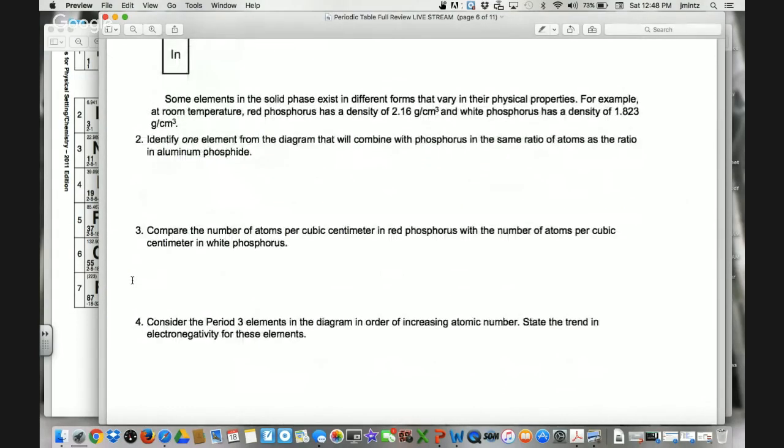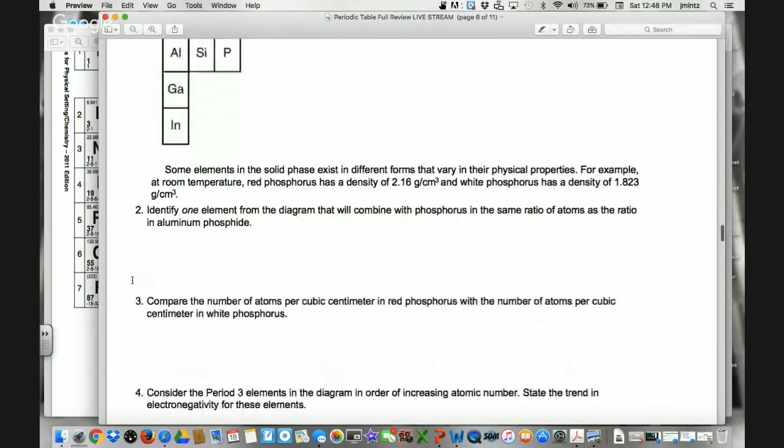Compare the number of atoms per cubic centimeter in red phosphorus with the number of atoms per cubic centimeter in white phosphorus. All right, so they're just comparing atoms. The atoms are going to be the same, right? They're the same thing.